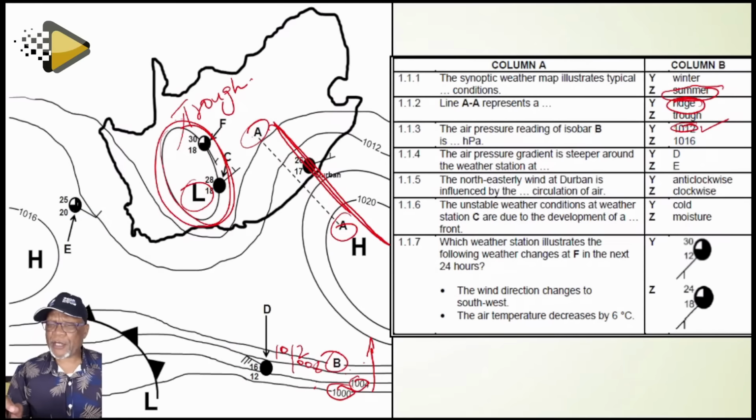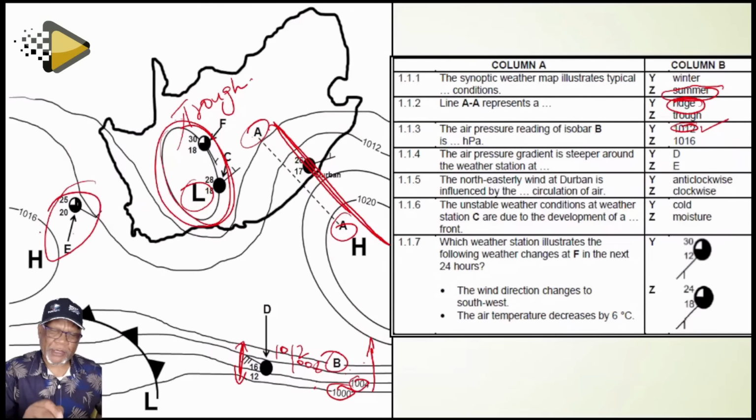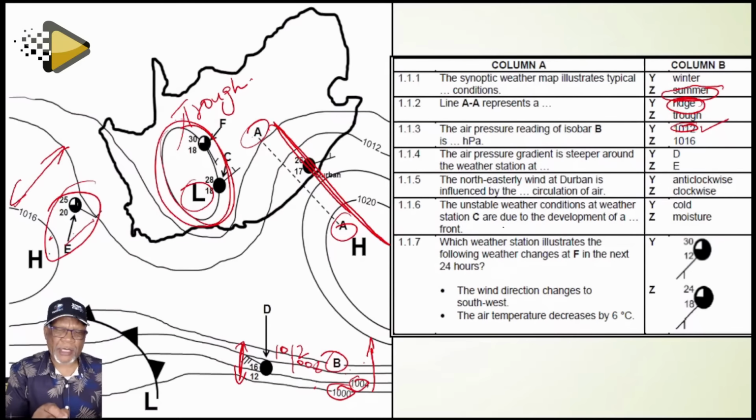Then, the air pressure gradient is steeper around the weather station at D or at E. Let's look at the weather station at D. Look at the isobars there. Remember, the gradient becomes steeper when the isobars are closer to each other, and it becomes gentle when the isobars are far from each other. Now let's look at E. This is our weather station at E. Let's look at the distance between the isobars here. The isobars here are far from each other, but the isobars here are close to each other.